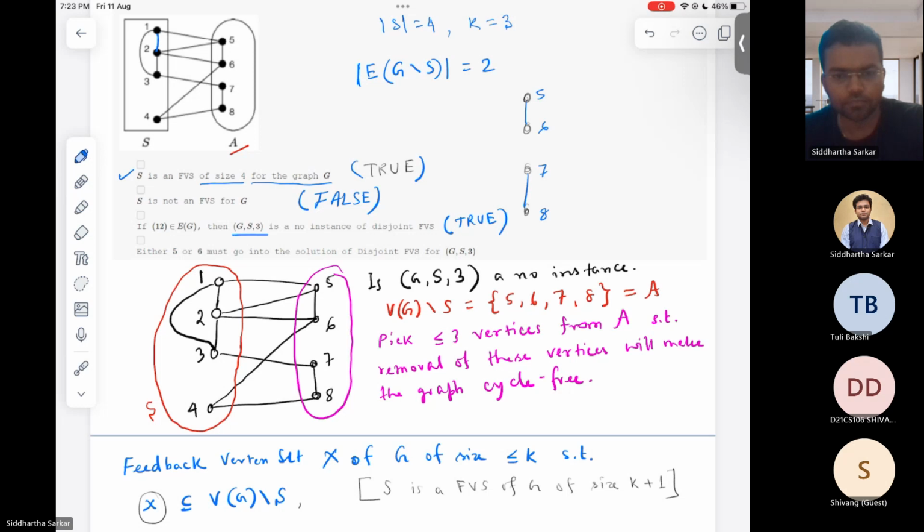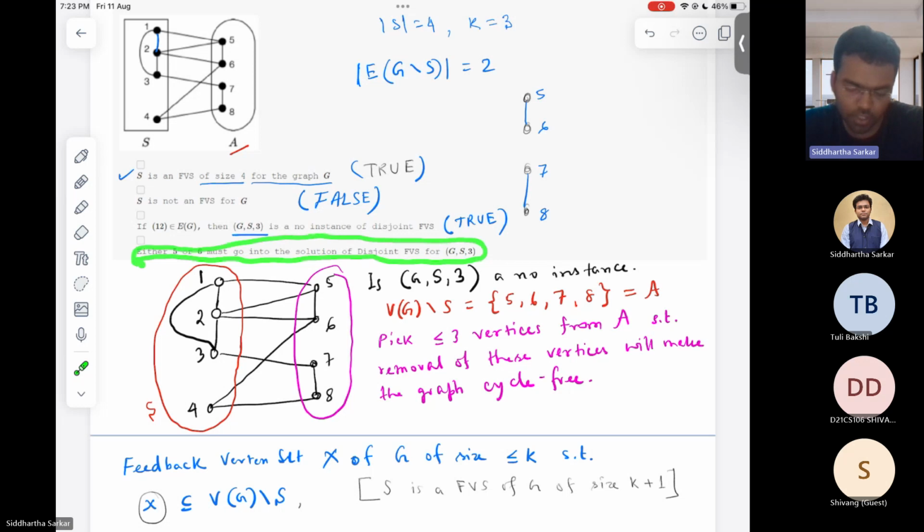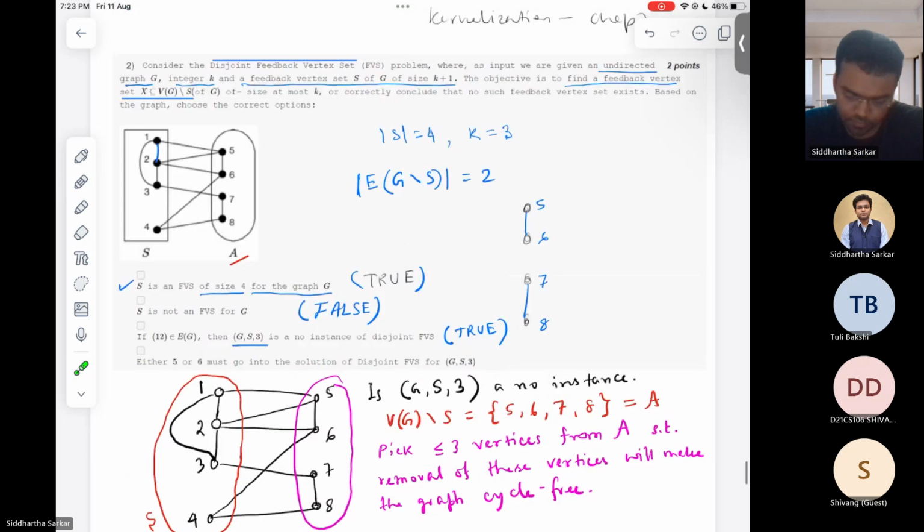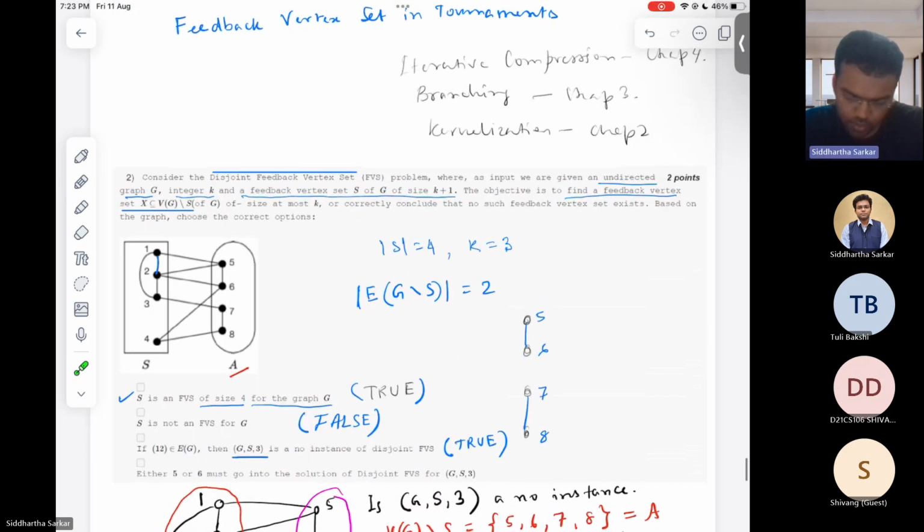Okay, it looks like everybody has understood. By now we have a different question. Now we're looking at the next one. It's saying either 5 or 6 must go into the solution of the disjoint feedback vertex set for G, S, 3. So now you don't have this edge. So now you're looking at the original graph. Let's concentrate on this original graph.